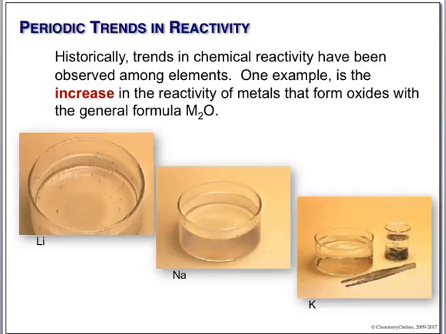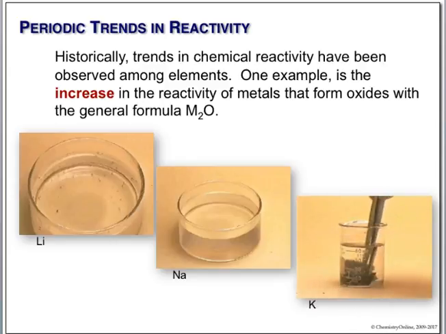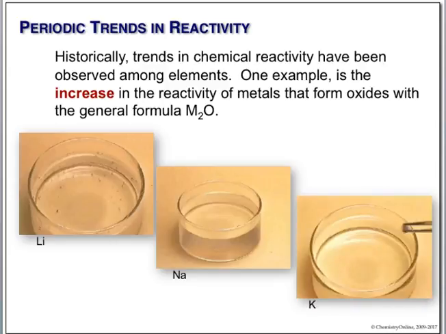Now potassium is down here under sodium. When we do the same thing here with potassium, take our little chunk out, plop it in the water. It not only melts, but is so reactive that it actually causes a flame. The flame is because hydrogen gas is being evolved, and hydrogen is reacting with the oxygen, and that gives us the flame. So there's a tremendous increase in reactivity as we go down this particular little group of elements.